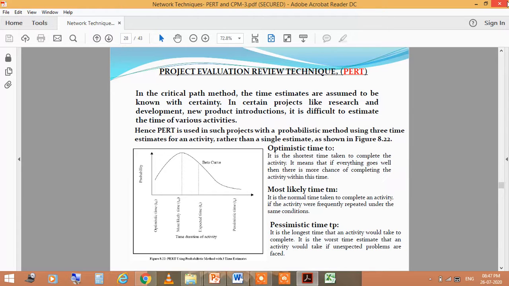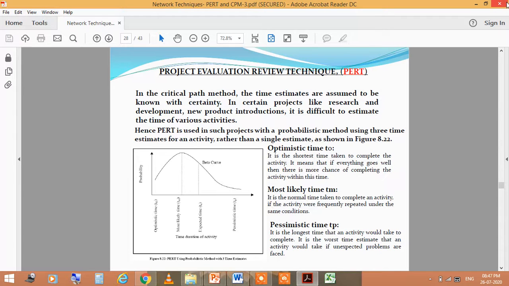So in this PERT, as I told in the previous video about networks, how to draw or create a network. If a table is given, you have to draw the network as per the table given, and find out the critical path. How to find out the critical path?